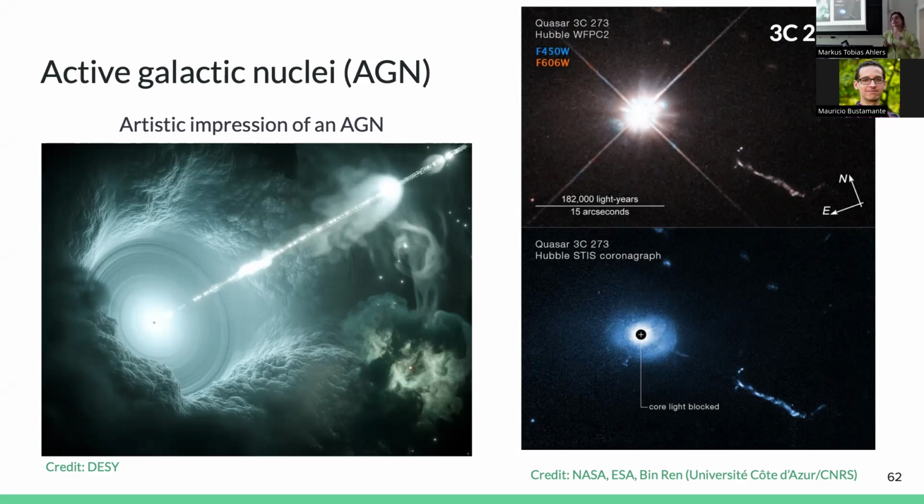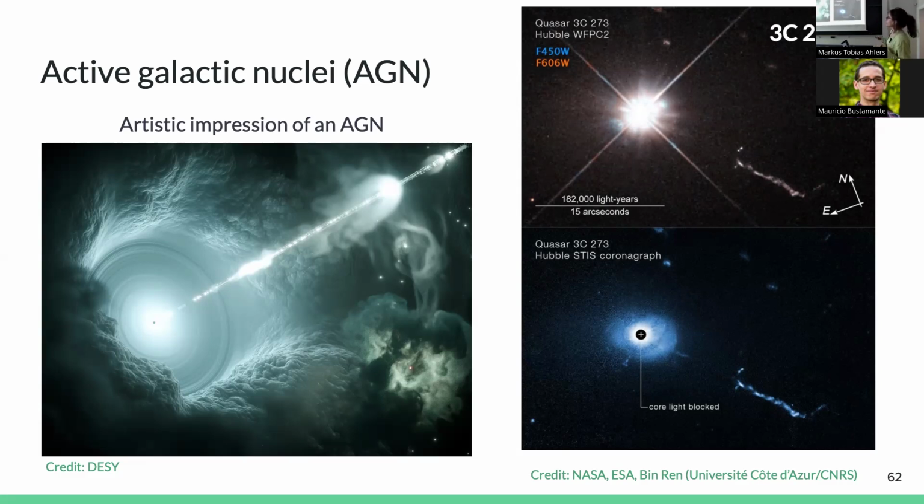So active galactic nuclei, for those who are not familiar, are just a small fraction of the galactic population in the universe. They comprise about 10% of all the galaxies in the universe, but they are very, very interesting sources because they are high energy emitters.